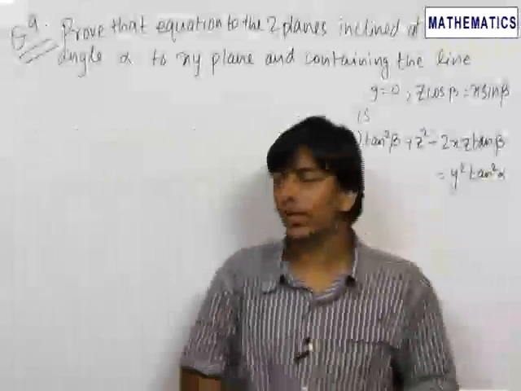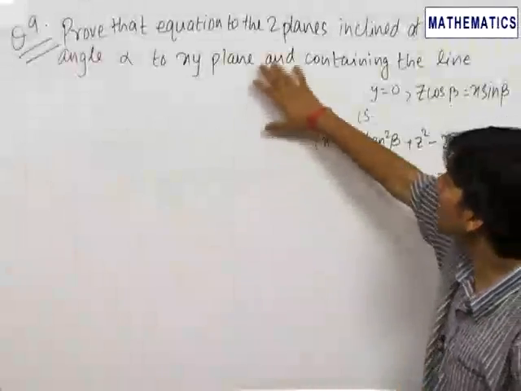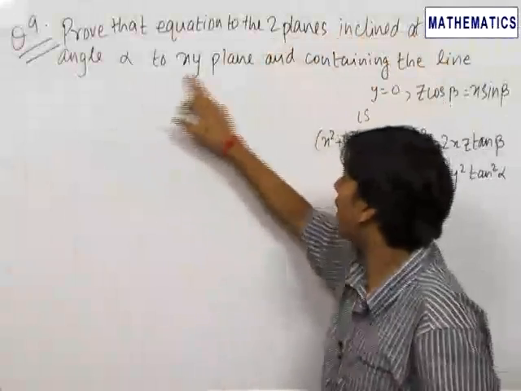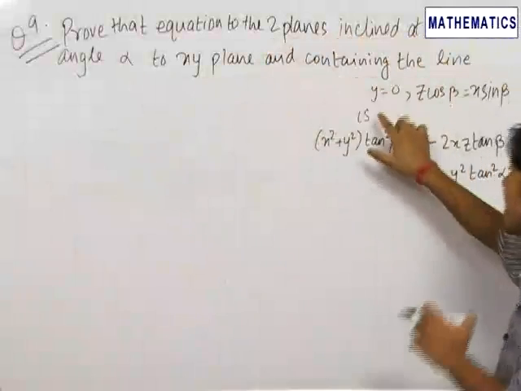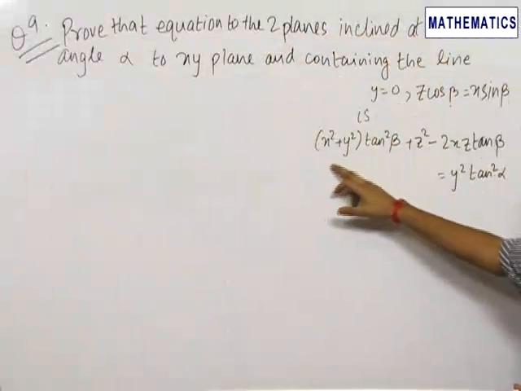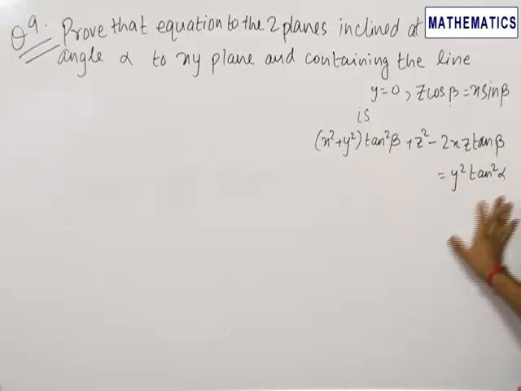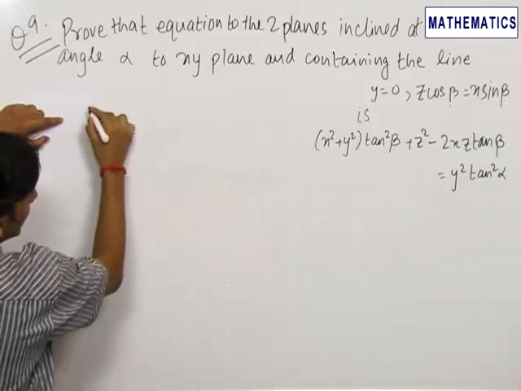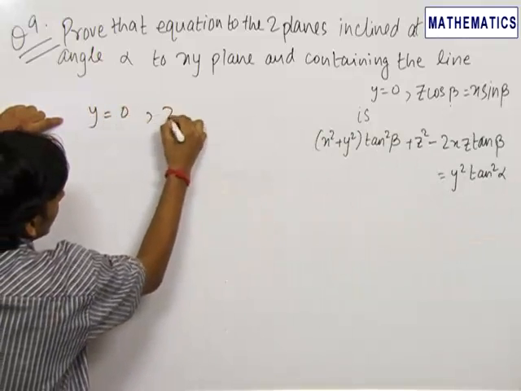The ninth question that we have is a very important problem. We have to prove that the equation of the two planes inclined at an angle alpha to the xy plane and containing the line represented by these two equations is x square plus y square tan square beta plus z square minus 2xz tan beta is equal to y square tan square alpha. So for finding that out, let us first see these two equations.